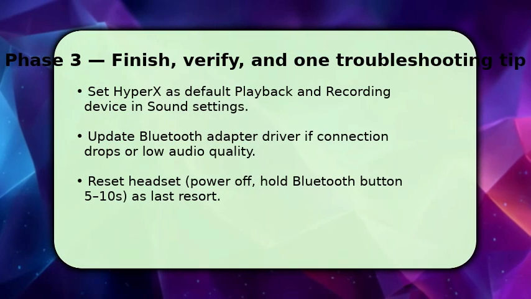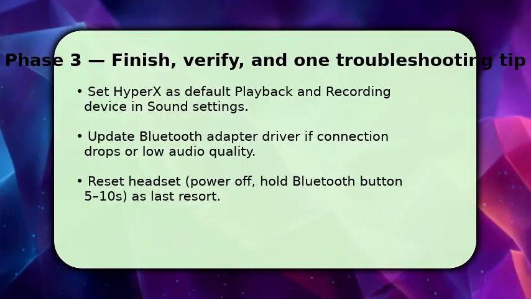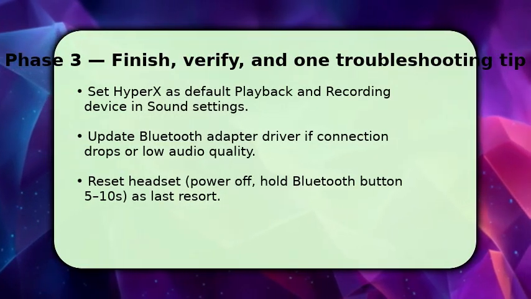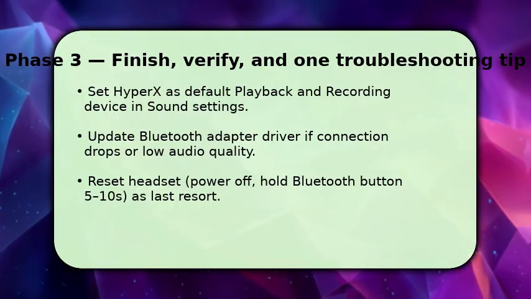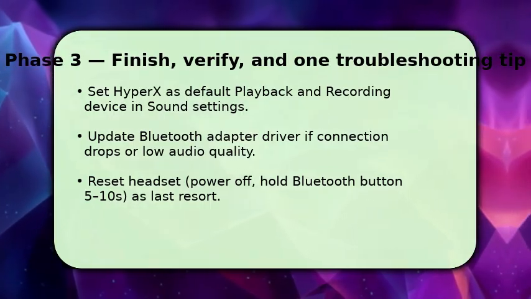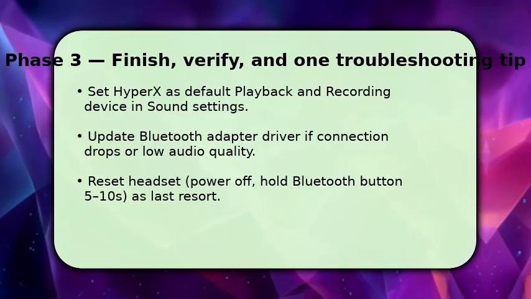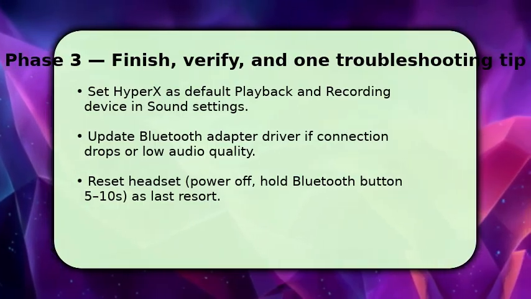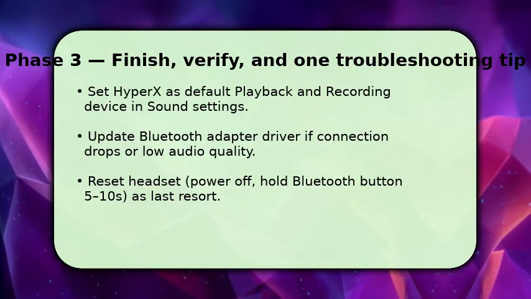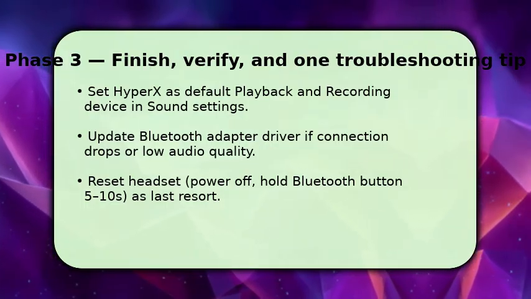You finish by setting the HyperX as your default playback and recording device in sound settings so apps use it automatically. Make sure volume and microphone levels are sensible, and if audio stutters or drops, update your PC's Bluetooth adapter driver. Older drivers cause codec mismatches.